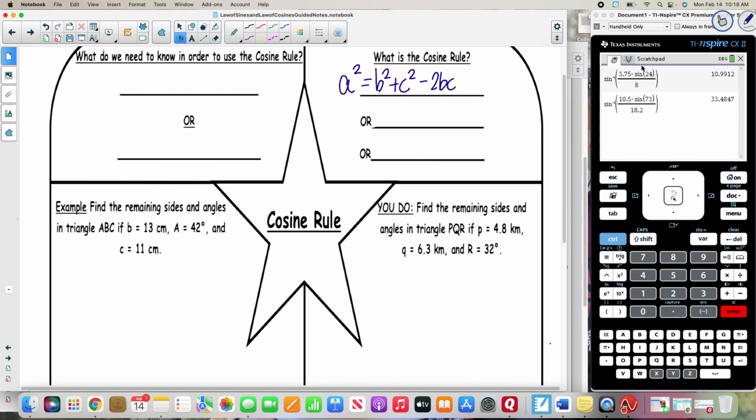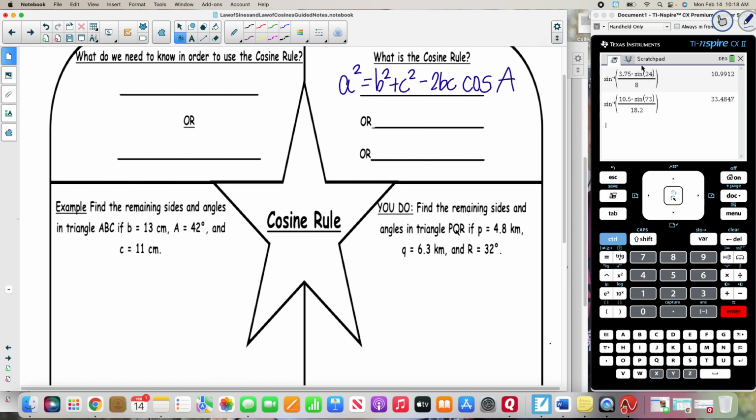Minus 2bc cosine. What letter has not been used twice? A. Cosine A. So a squared equals b squared plus c squared minus 2bc cosine A. But these are the sides, not the angles, right? The little letters are the sides. Big letters are angles. You can't take the cosine of a side length. So they're all sides except for this one.